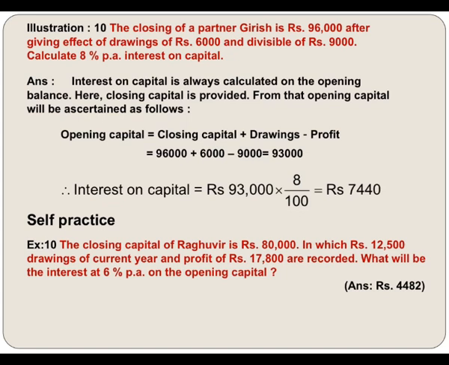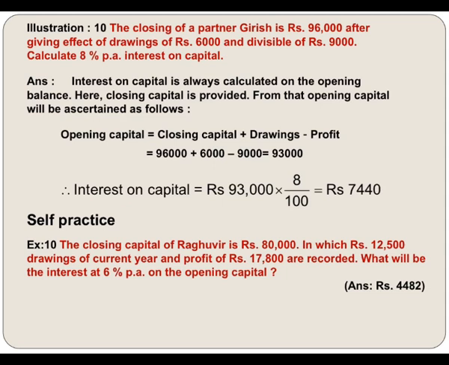So put a formula for opening capital. So opening capital is equal to what? Closing capital plus drawings minus profit. So here closing capital is 96,000 plus drawings is 6,000 minus profit of 9,000. So opening capital is equal to 93,000. Now 93,000 into 8%, that is equal to 7,440, which is the interest on capital. It's a very simple question.